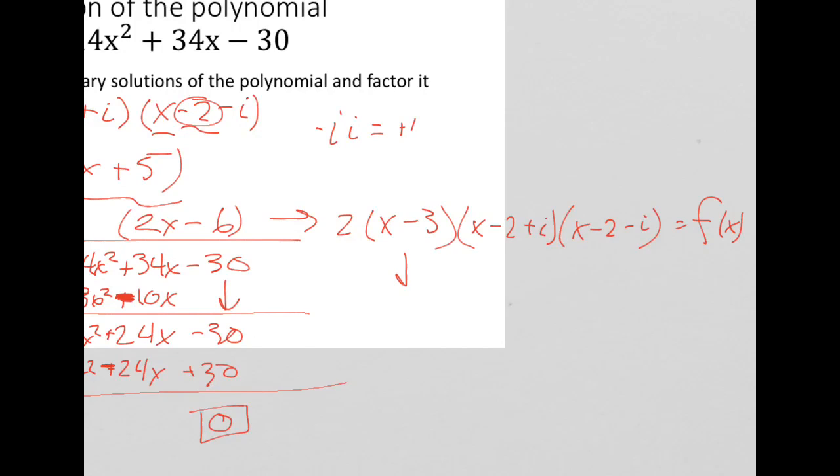And we can then go through and take all of our solutions. x equals 3 is going to be a solution. 2 minus i is going to be a solution. And 2 plus i is going to be a solution. So I'm done.